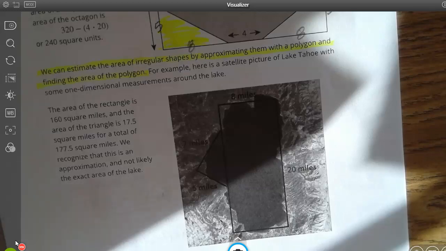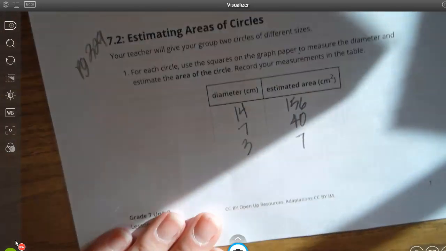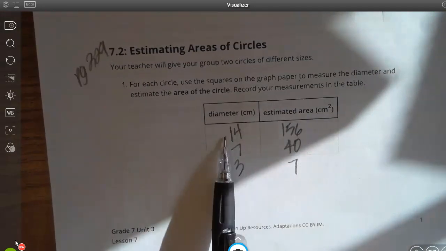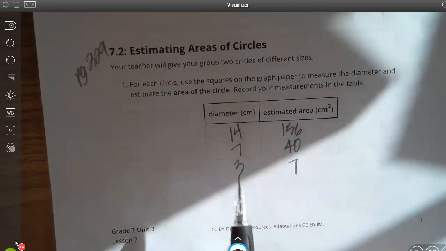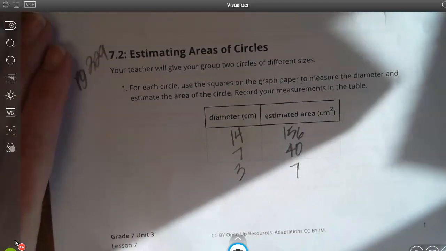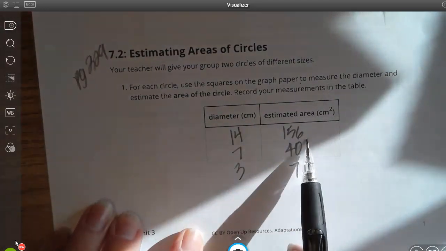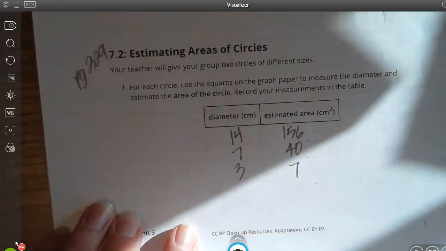Okay, now we're going to go over to page 229 for lesson 7, which is where we're exploring the area of circles. So on 229, I gave you some diameters and the estimated area. I took some circles and counted on graph paper what they would be. So take a second, jot those down. So if you had a diameter of 14, I estimated it to be about 156. Diameter of 7 is 40. Diameter of 3 is 7, just for fun.